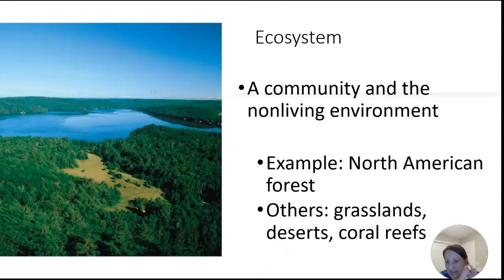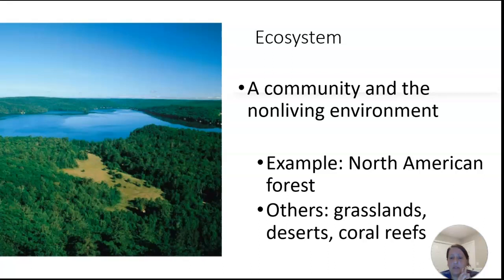Okay, next level of complexity is an ecosystem. So an ecosystem is going to include all of the living organisms, so all of those communities that we talked about, as well as all the non-living stuff that's there. So it would include the soil and rocks and anything else that's not living in the area. Scientists studying at this level will study how organisms interact with their environment, their non-living environment.